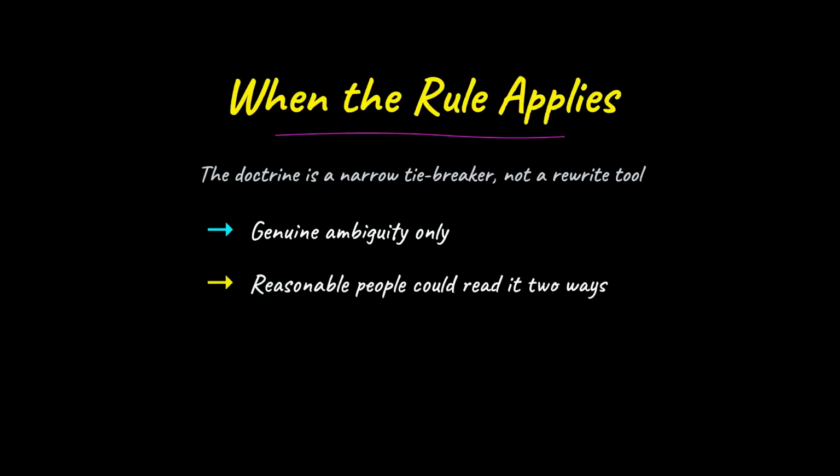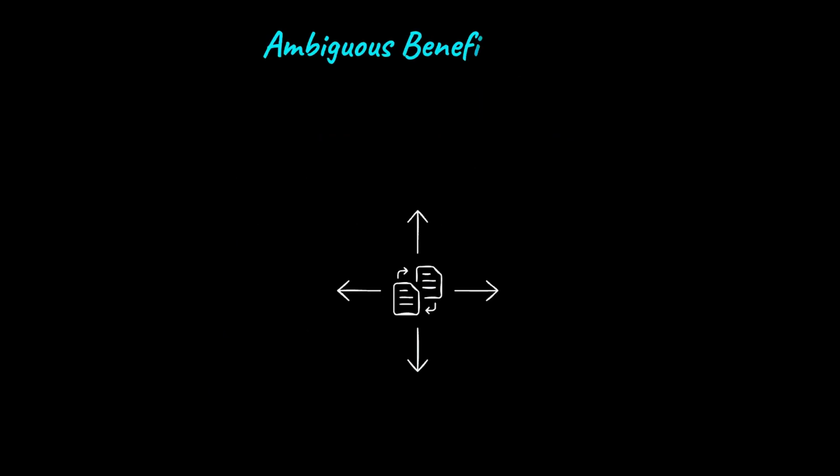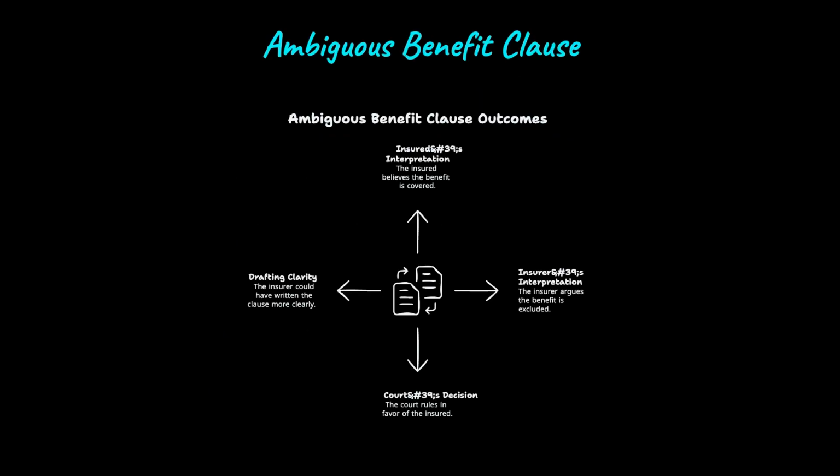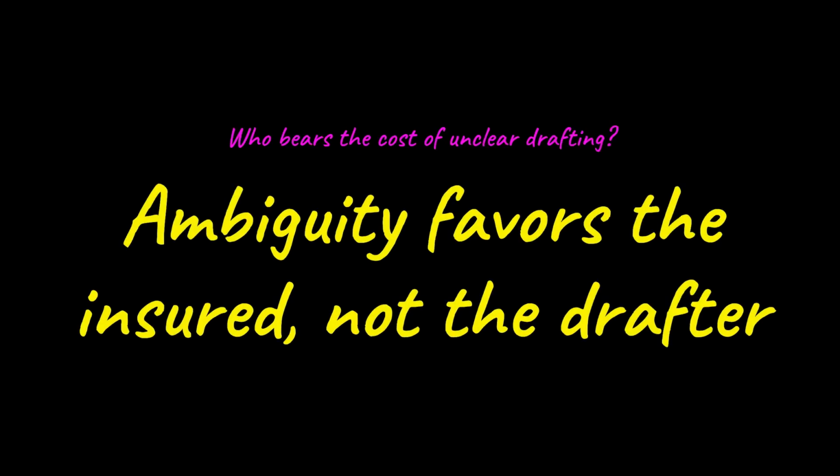Wording a reasonable person could read more than one way. Clear language is enforced as written, even if that disappoints the insured, because this rule is a tiebreaker, not a rewrite tool. Picture a health policy clause that could reasonably be read to cover a treatment or to exclude it. If a court finds the wording truly ambiguous, it adopts the reading that favors the insured, since the insurer chose the words and could have written them plainly. On the exam, unclear wording in a policy the insured couldn't negotiate always resolves in favor of the insured or beneficiary. The cost of unclear drafting falls on whoever held the pen.